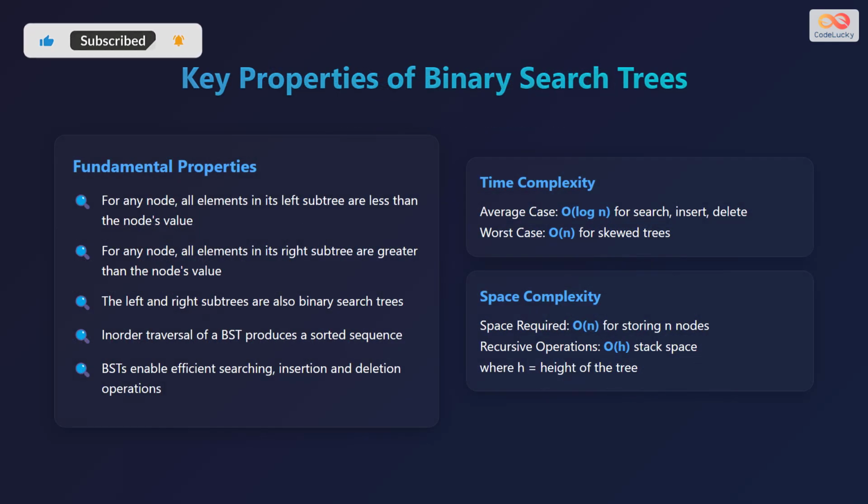Let's explore the fundamental properties that define a binary search tree. First, for any node in the tree, all elements within its left subtree are less than the value of that node. Secondly, for any node, all elements in its right subtree are greater than the node's value. Thirdly, both the left and right subtrees must also be binary search trees themselves, adhering to the same properties.